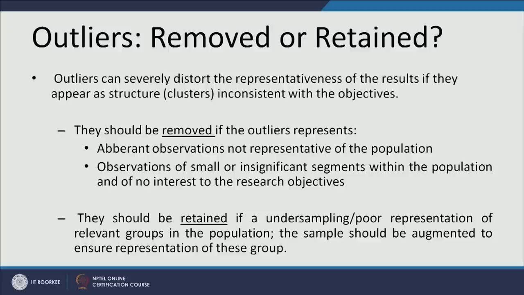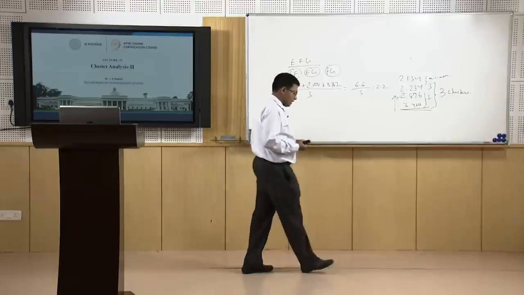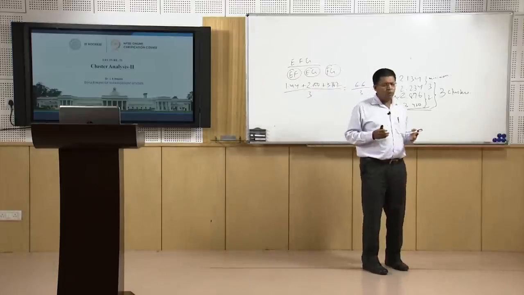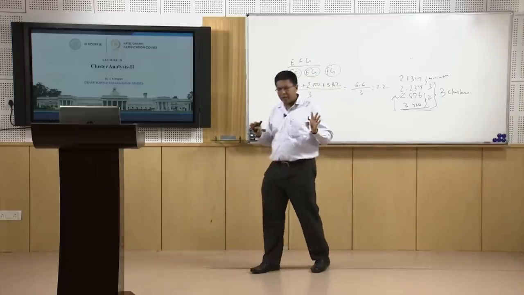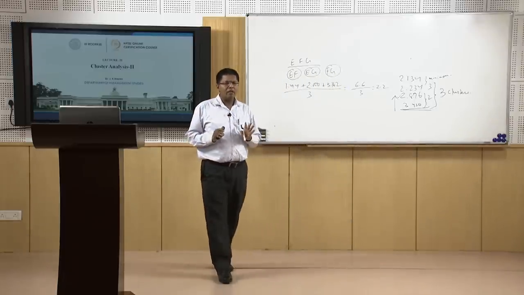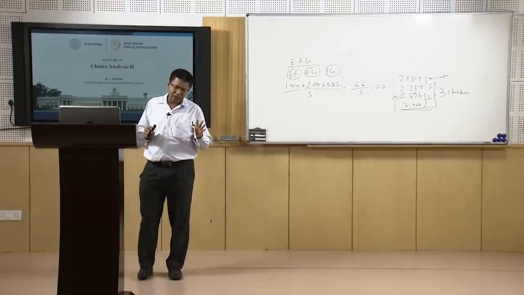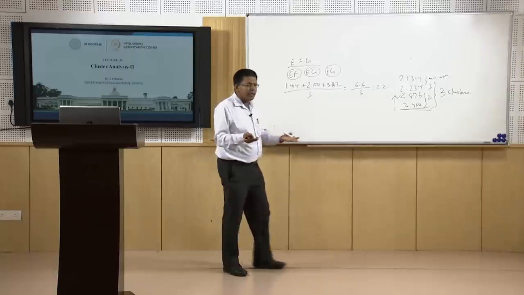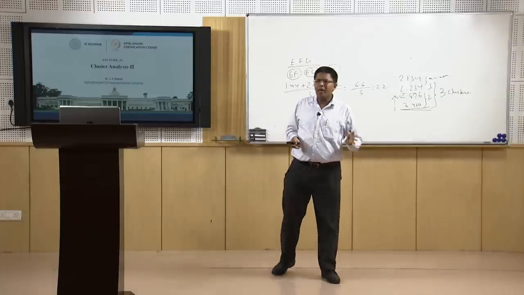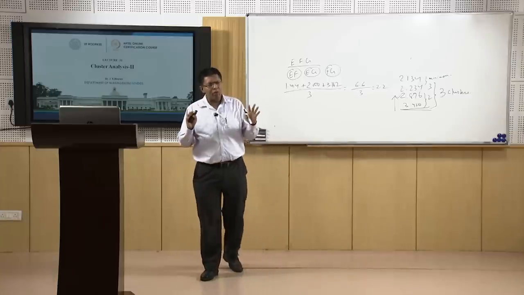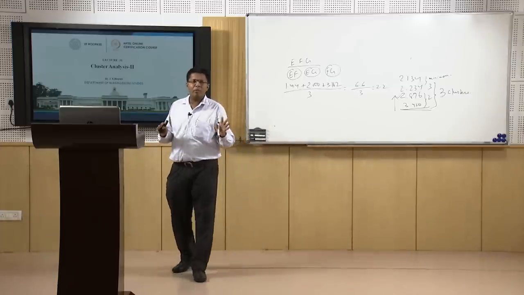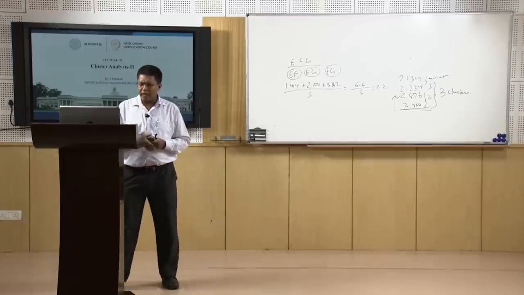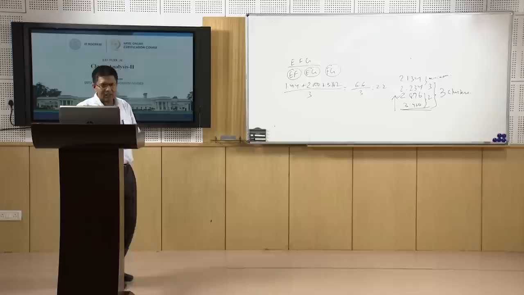Although I have written that it can be retained also, they should be retained only if there is under-sampling. If your sample is too small, then you may retain them, but let me tell you, if there is an outlier, you need to remove it. Sometimes if your sample size is too small, anything could look like an outlier, even a small change. But in almost all cases, outliers are critical problems which can distort all the values. So you should avoid outliers, you should remove them.